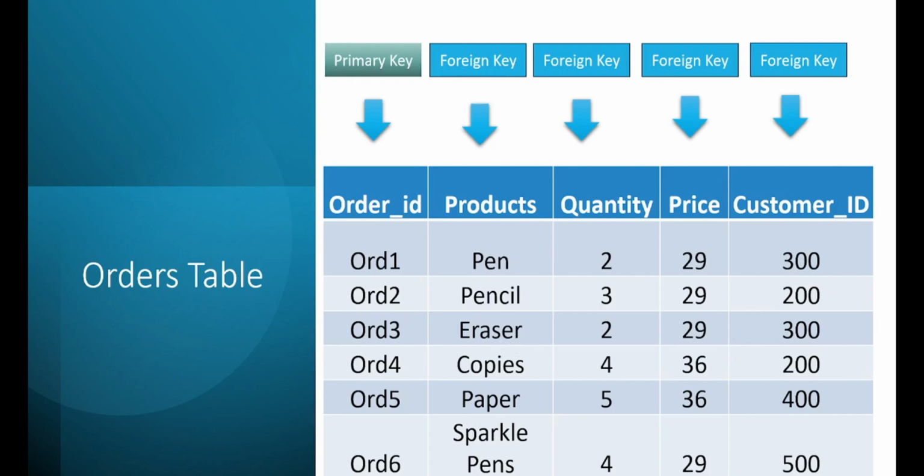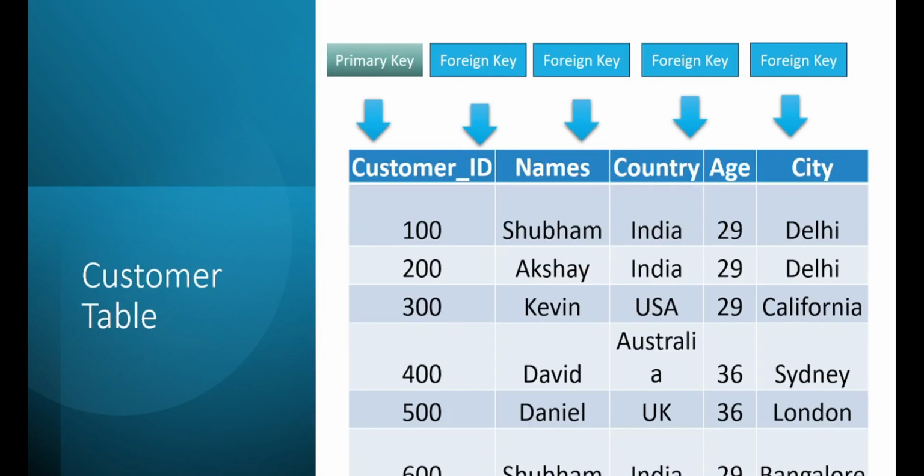And if I go back to the customer table and talk about customer ID 300, here Kevin has ordered pen as well as pencil in the order table. So guys, now the question is, if I delete or update any customer ID from the customer table, what will happen with those orders if the customer ID is deleted or updated from this primary table? This concept is known as referential integrity.